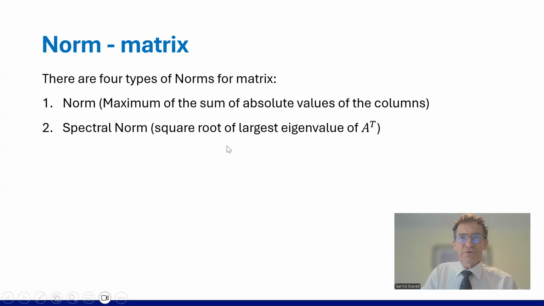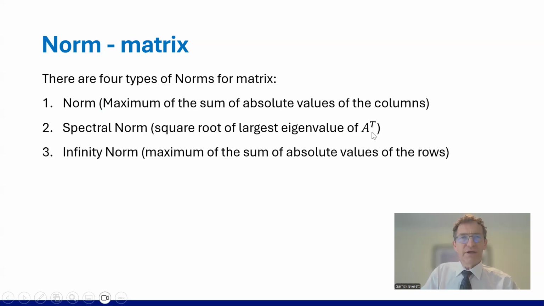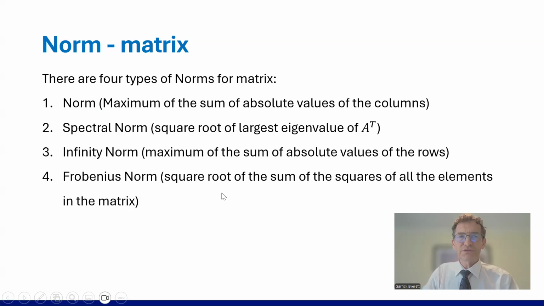The spectral norm is the square root of the largest eigenvalue of A transpose A. That should be A transpose A there, actually, so there should be another A there. The infinity norm, you'll see in the example when I do one, is the maximum of the sum of the absolute values of the rows. And the Frobenius norm is the square root of the sum of the squares of all the elements in the matrix. This Frobenius norm is most likely the one you might have seen because it's basically identical to a vector norm. The others you may or may not have seen.